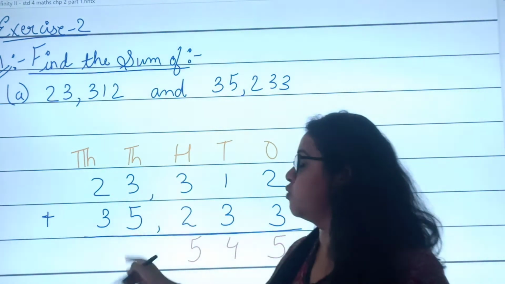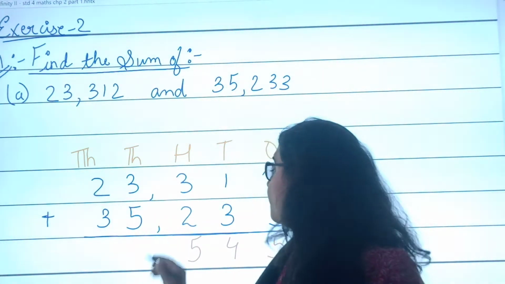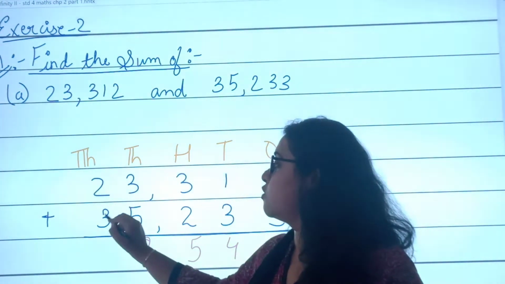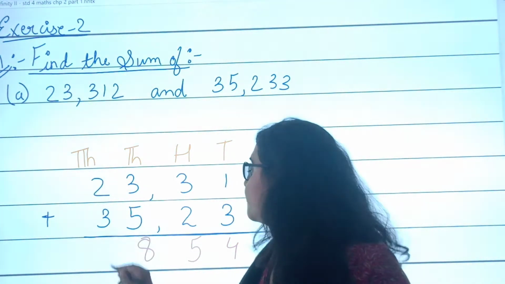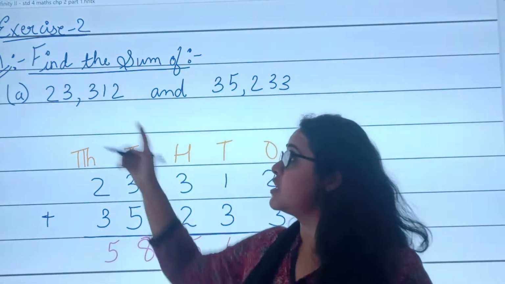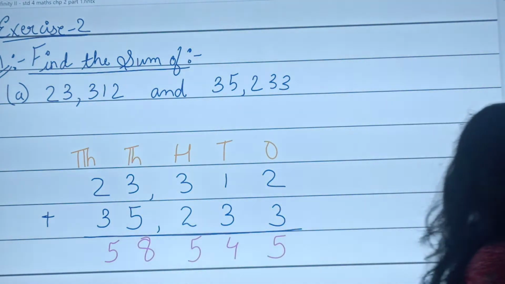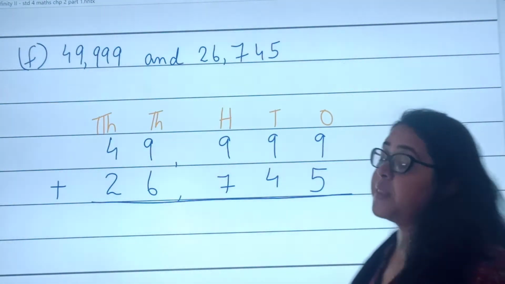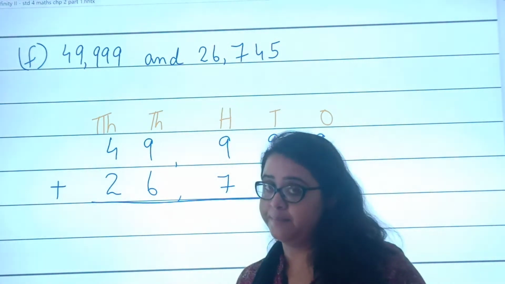Now we will add the thousands. 5 plus 3, 8. And ten thousands, 3 plus 2, 5. This was A. Now we will be solving the second sum, that is F of the same question number 1.